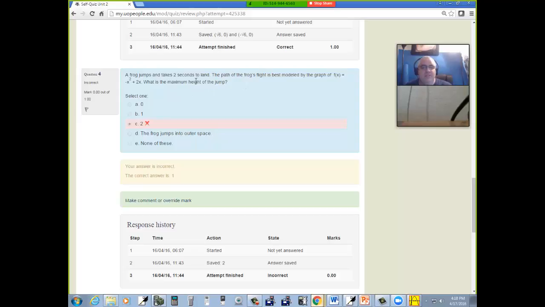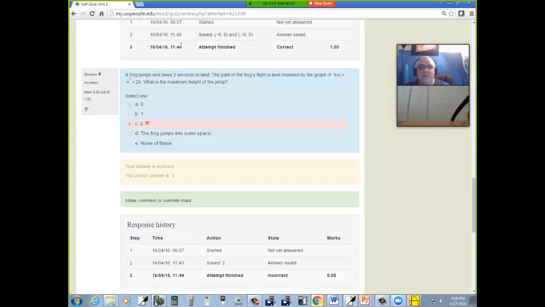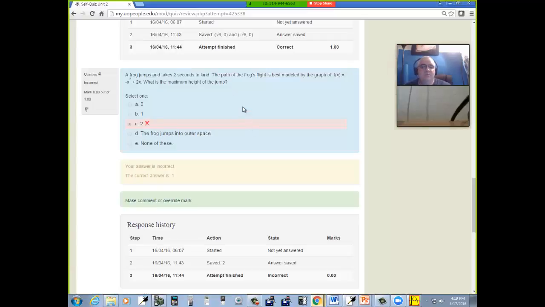Okay, a frog jumps and takes 2 seconds to land. The path of the frog's flight is best modeled by a graph of f of x is equal to negative x squared plus 2x. And it says, what is the maximum height of the jump?